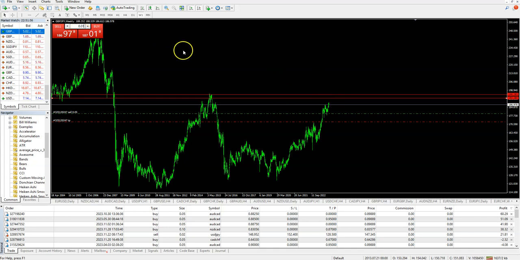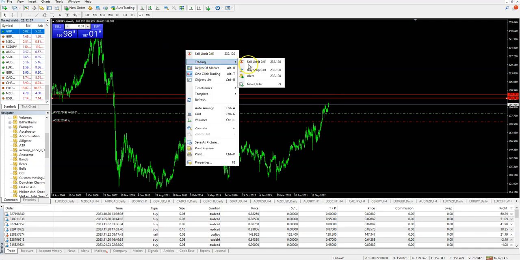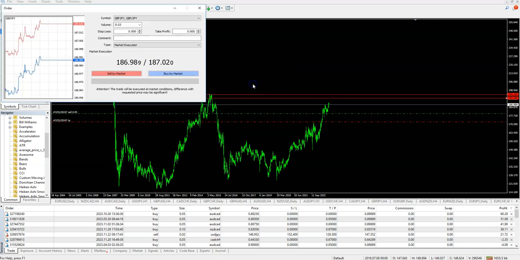If I wanted to just trade it old school, I can right-click and go to trading. Depending on where I clicked on the screen, it's going to give me some orders at those prices, but I'm just doing the trading, so I can do a new order. Okay? And this is my order window. So I'm trading the pound yen. My lot size would be right here. So if I want to start with a micro lot, I type in 0.01.